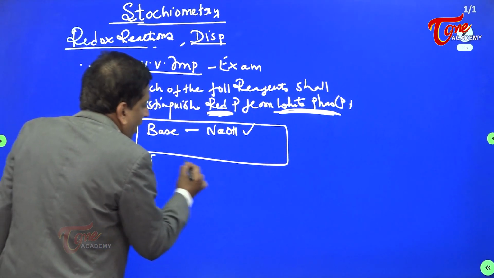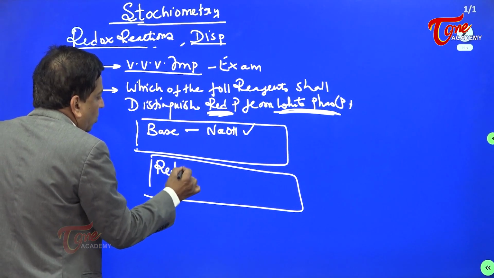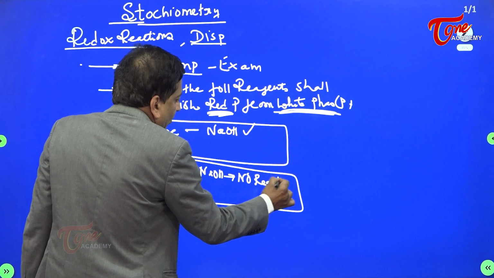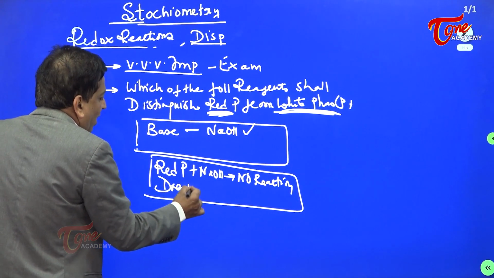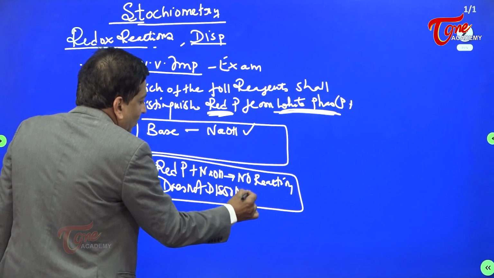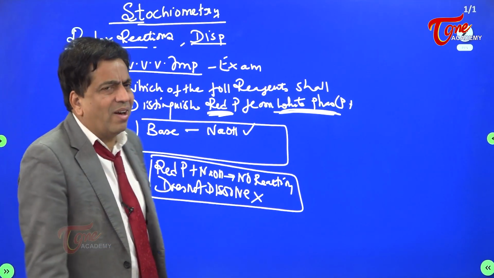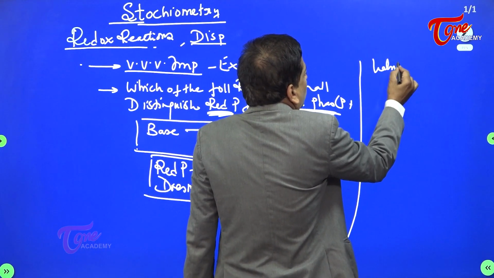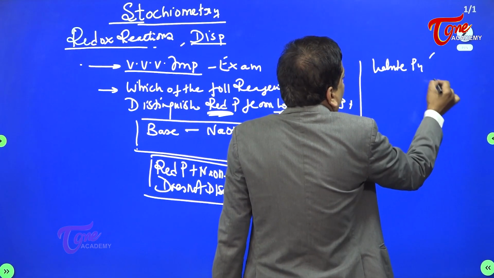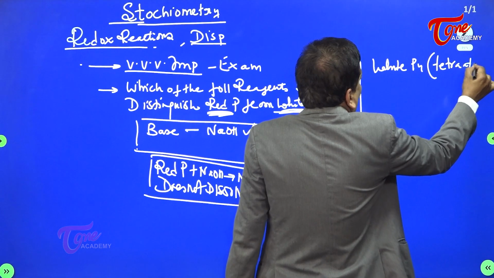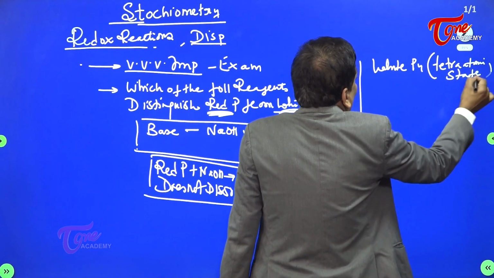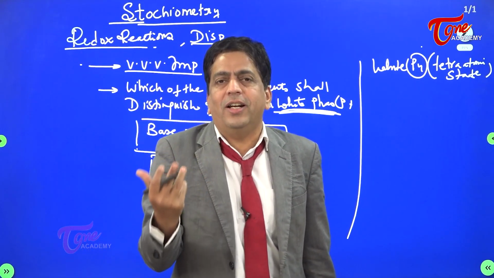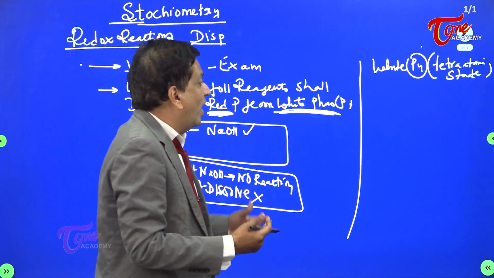If you're saying NaOH, then I understand that red phosphorus plus NaOH, absolutely no reaction. In fact, it does not dissolve at all. That is red phosphorus. On the other hand, if you take white phosphorus, it is basically in a tetraatomic state. White phosphorus is not P, it is P4. It is actually connected to 4 other phosphorus atoms, and that is how white phosphorus is.